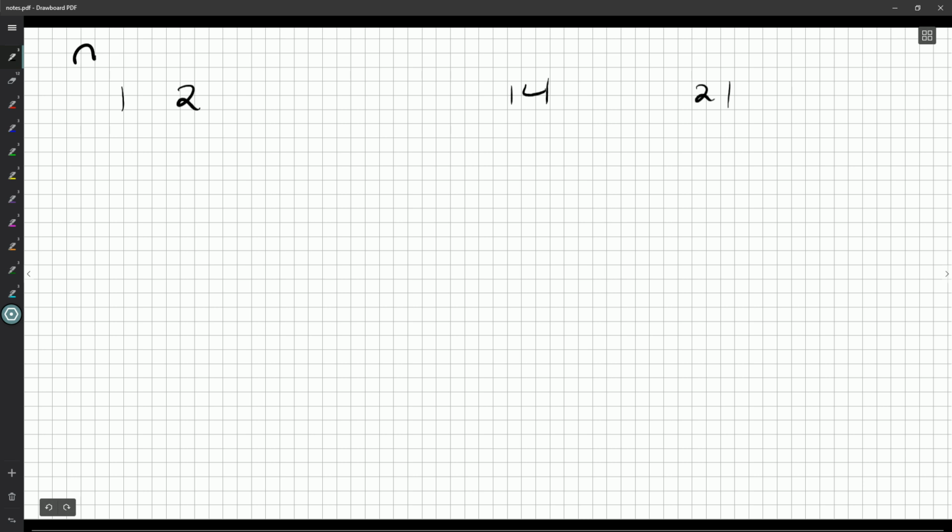So 2, because 2 divides 14. 3, because 3 divides 21, and 7. 7 divides 14 and 21, actually. And that's 1, 2, 3, 4, 5, 6 of our 8 factors.